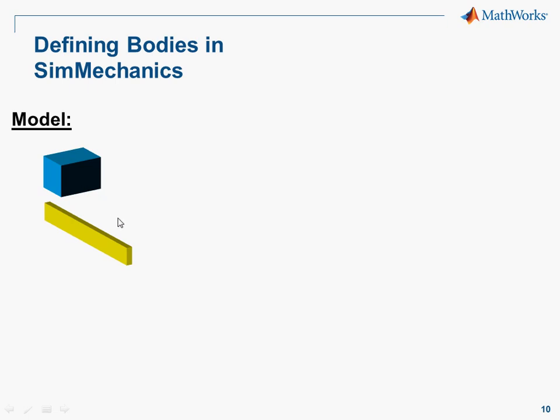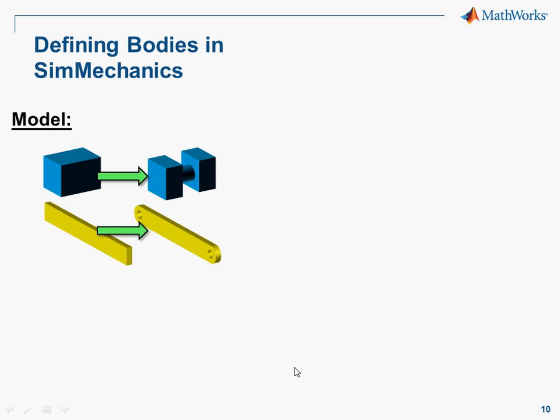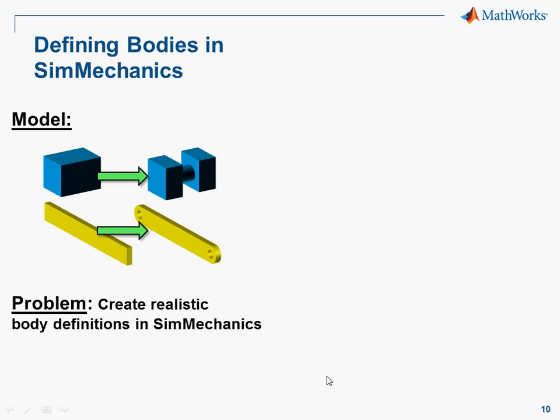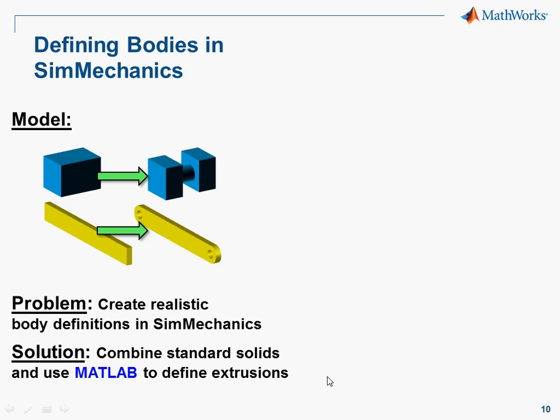In this demonstration, we're going to see how we can define bodies in SimMechanics. For the first draft of a model, we might be able to use standard solids to define the parts. However, in further iterations, we may want to add more complex bodies to our models to make them look more realistic. To do this, we can combine standard solids and use MATLAB to define extrusions.